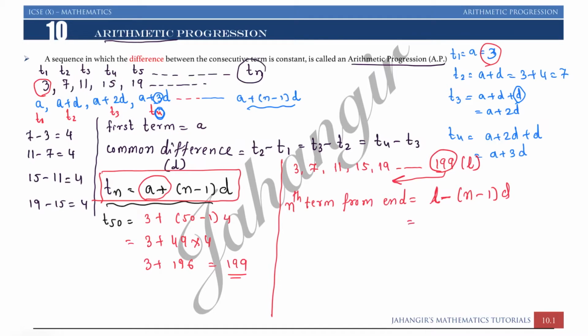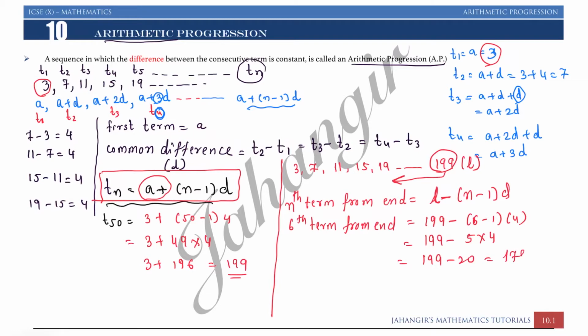and d will become negative. So here if we want the sixth term from the end, we are going to use 199 minus n, that is 6 minus 1 into d. D is 4. So we can write 199 minus 6 minus 1 is 5 into 4. 199 minus 20, that is 179. This is the sixth term from the end side.